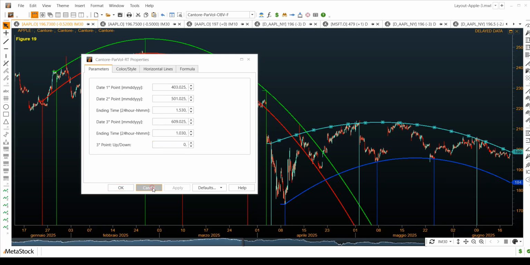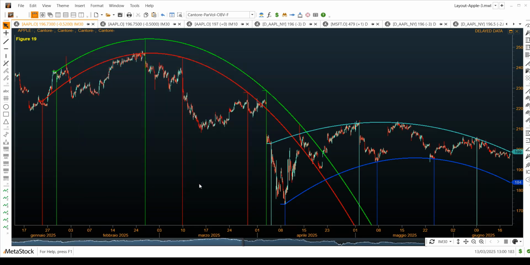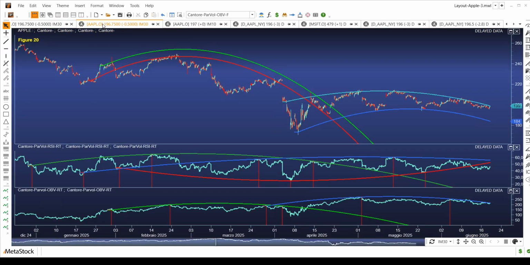In a real-time operation with MetaStock RT, it is possible to simultaneously draw on the same graph a series of parabolic involutes, with the Cantore add-on inherent to parabolic involutes on DC data and others with a Cantore RT add-on inherent to parabolic involutes on RT data. The same criterion for the use of add-ons proposed to operate on DC data and others designed to operate on RT data can be borrowed on the RSI and OBV indicators, obtaining a complete representation as illustrated in the following figure.